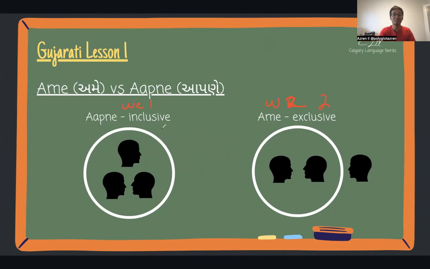If I use we number 1, apne, and I say apne went to the movies yesterday, that means both you and I went to the movies. But if I tell you ame, we number 2, went to the movies, that means that I went with someone else, but you didn't come. So again, apne, we number 1, means that you came with me to whatever we did. You were with me. Ame, we number 2, means you were not with me, but I went with someone else.